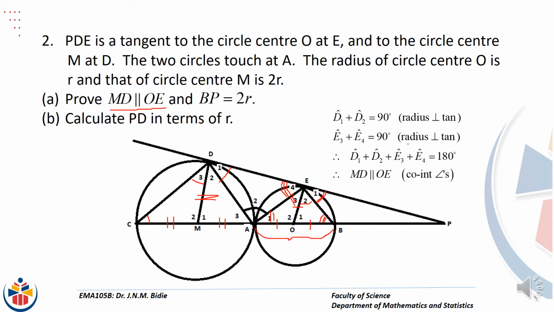Now you are asked to prove that also BP, the diameter of the small circle, is equal to the line that has been extended all the way to P. Please prove this, and also you've been asked to find PD, and it must be in terms of R. Please attempt this and see which theorems you can use to assist.